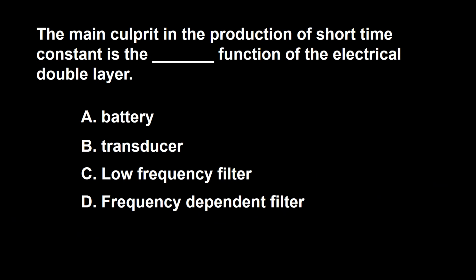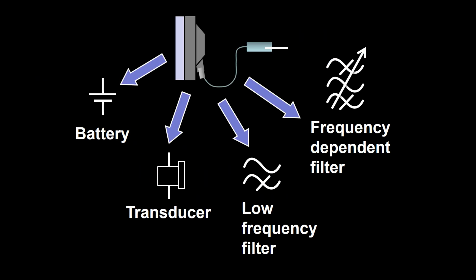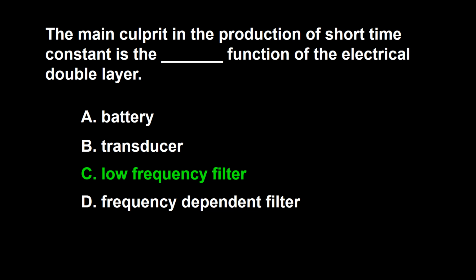The next question: the main culprit in the production of short time constant is the dash function of the electrical double layer. A, battery, B, transducer, C, low frequency filter, D, frequency dependent filter. Of the four functions of the electrical double layer, which by now you have seen many times, the one that contributes the most to the production of a short time constant is the low frequency filter function. So the answer to this question is C.